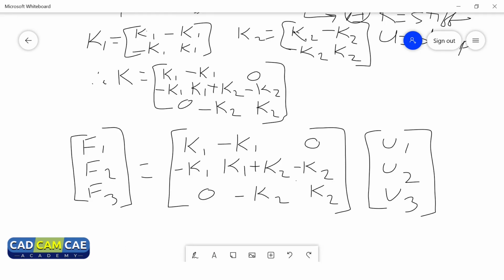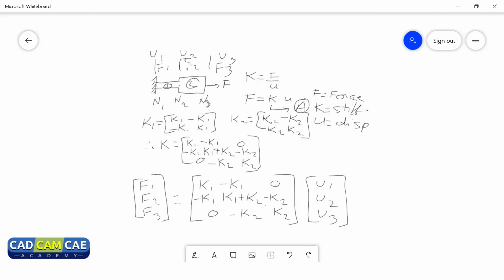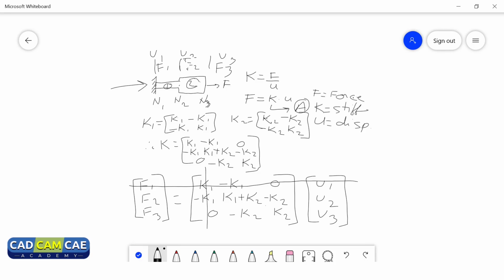So let me take you to the figure again. See, what will be the boundary conditions here? At this point it is rigidly connected, so U1 will be 0. So eliminating the first row and first column of the stiffness matrix, we will solve for U2 and U3. Okay, then we'll get displacement. After getting displacement, we'll calculate strain and stresses. So this is nothing but finite element analysis.